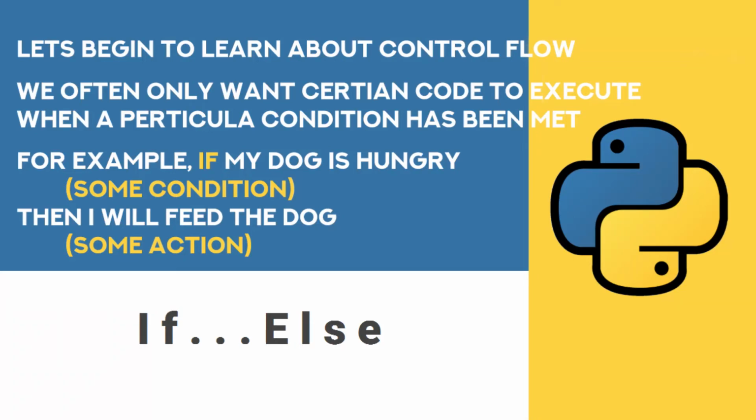So let's explore the control flow statements in Python. We'll often want certain code to execute when a particular condition has been met. For example, if my dog is hungry, I want to feed him. So in order to write a program to do the job, we'll write an if condition. In that we'll provide if the dog is hungry, and in the body of that if, I will perform feed the dog. So this is an example you can take for the control flow in Python.